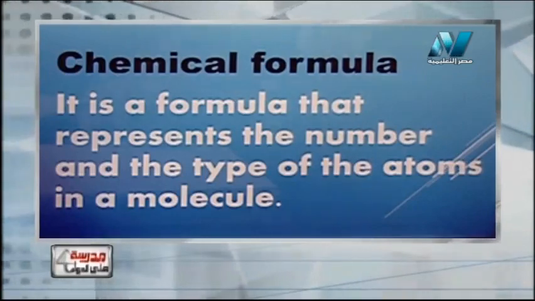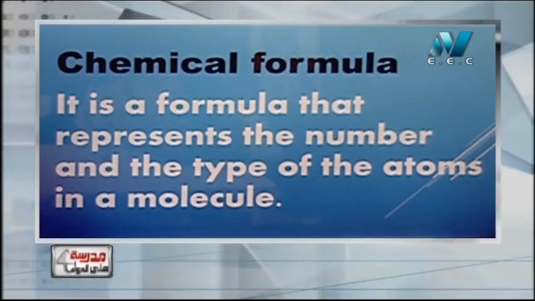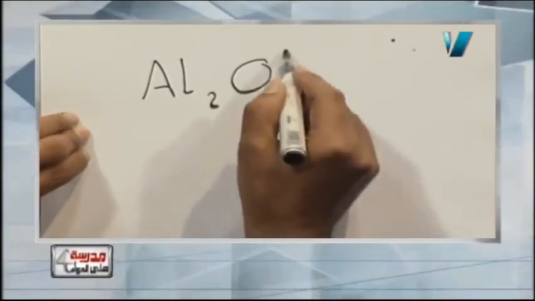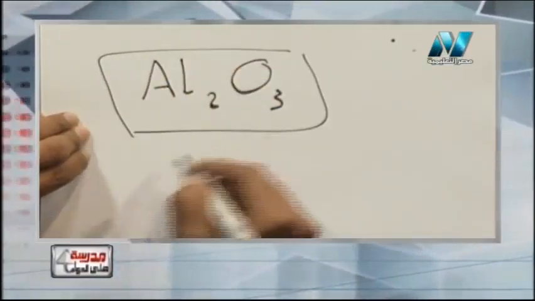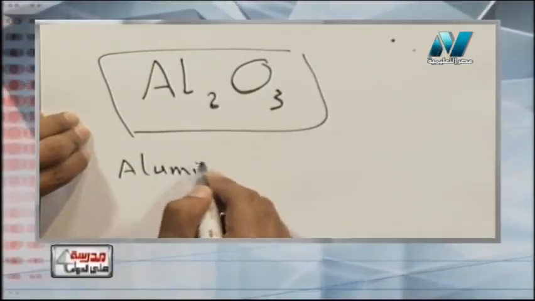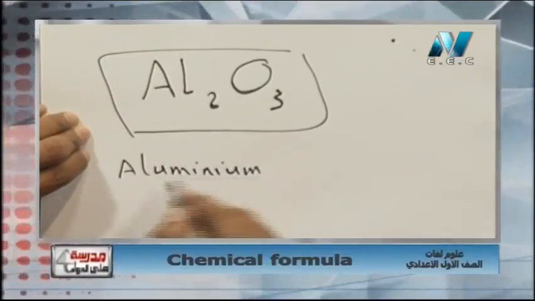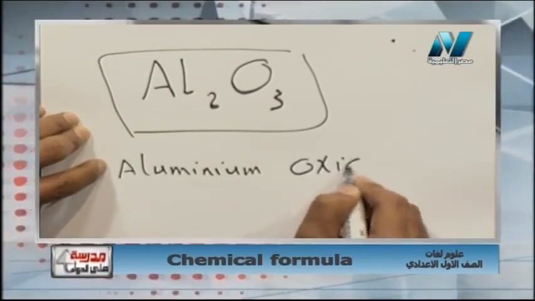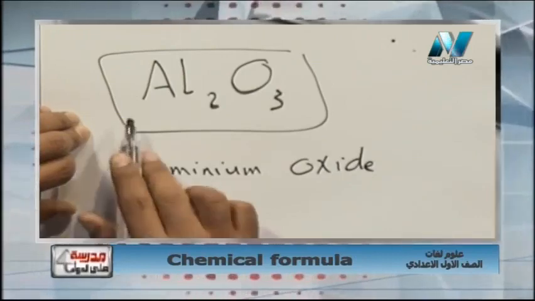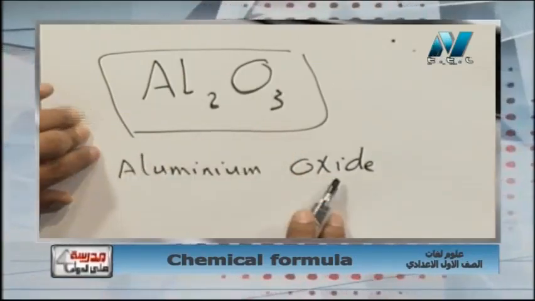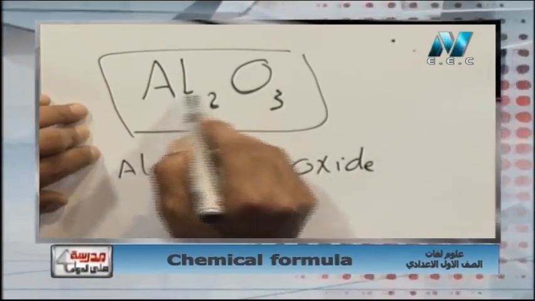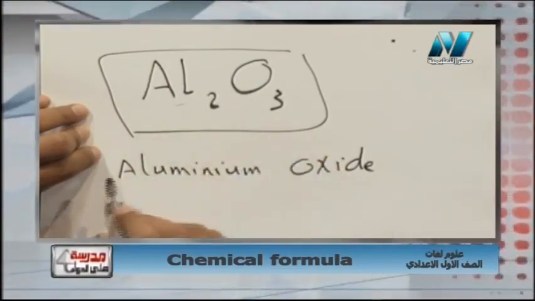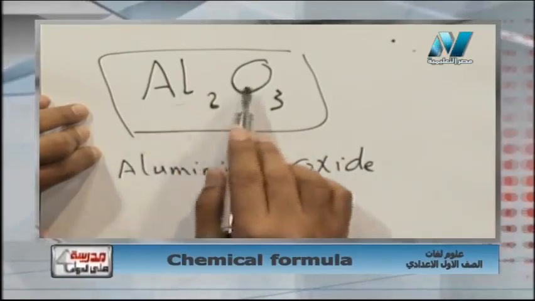As you see, Al2O3. This is a chemical formula of what? Of aluminium or aluminum, American and British, the same. Aluminium oxide. This is a chemical formula of aluminium oxide. It has two types of atoms, two types of elements. Number one is aluminium, number two is oxygen. This is the type of atoms.